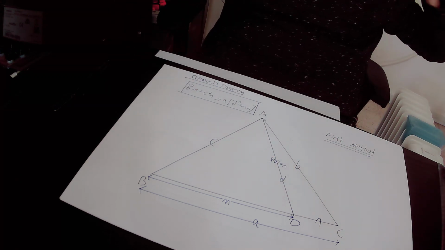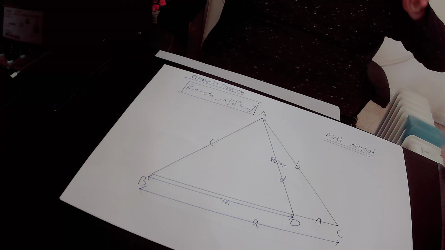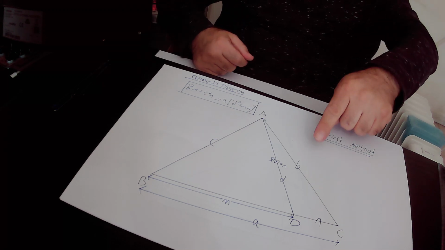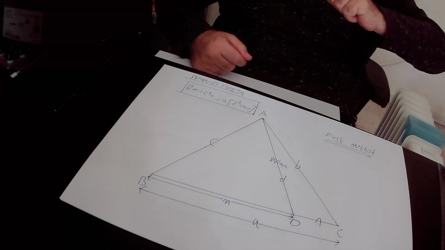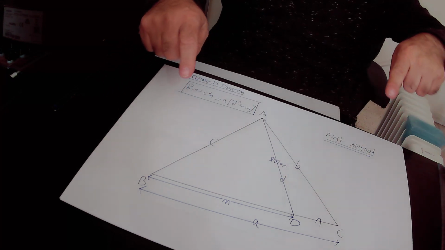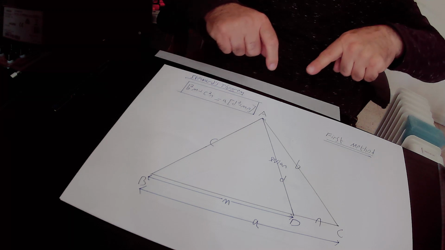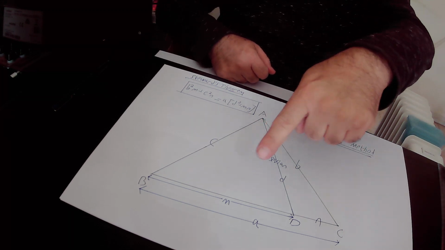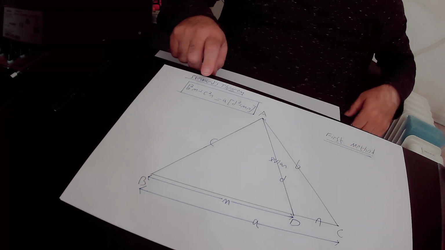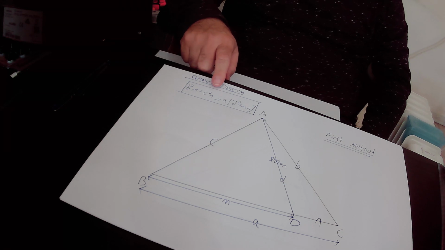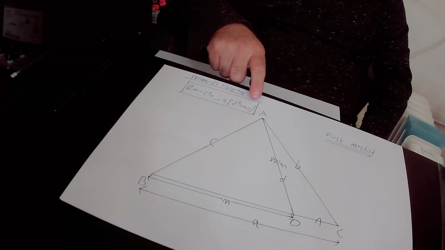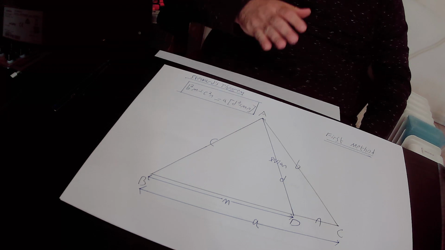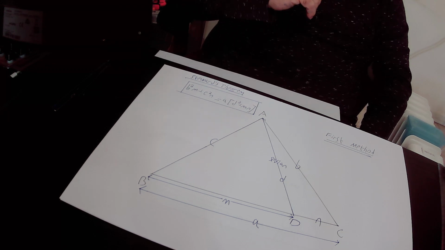Then, according to Stewart's theorem, the following equation is true: B squared times M plus C squared times N equals A. We open the brackets. Inside the brackets we have D squared plus M times N. I repeat again: B squared times M plus C squared times N equals A, and inside the brackets we have D squared plus M times N. So we prove Stewart's theorem in the first method.